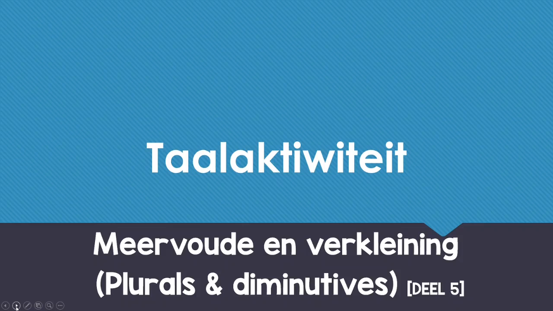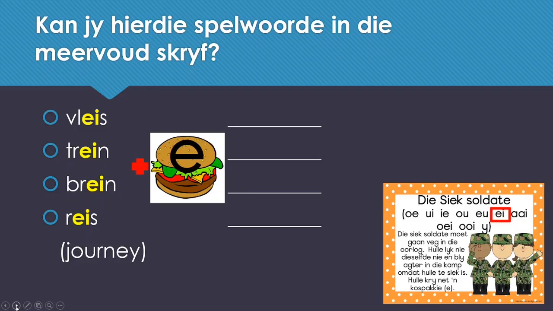Kom ons loer weer na meervoude en verkleining. Hierdie is deel 5. Let's take a peek at plurals and diminutives one more time. This is part 5. Kan jy hierdie 4 spelwoorde in die meervoud skryf? Jy sal onthou dat woorde met 'n y klankie, soos in trein, net 'n gewone kospakkie sal bykry as jy die meervoud sit. You remember the third rule about making plurals.